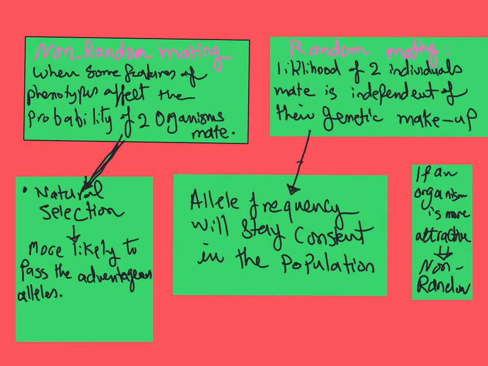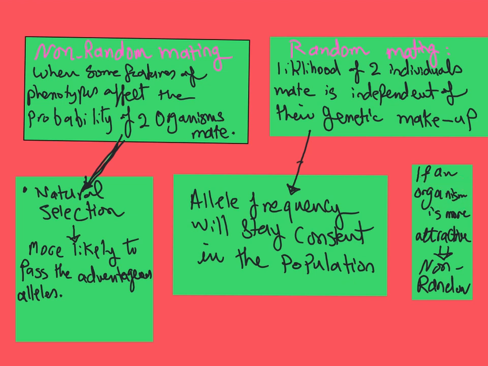What is the difference between random and non-random mating? Random mating means that the likelihood of two individuals mating is independent of their genetic makeup. So there is no choice for the male or the female for a certain phenotype or certain characteristics. This will ensure that the allele frequency will stay constant in the population.